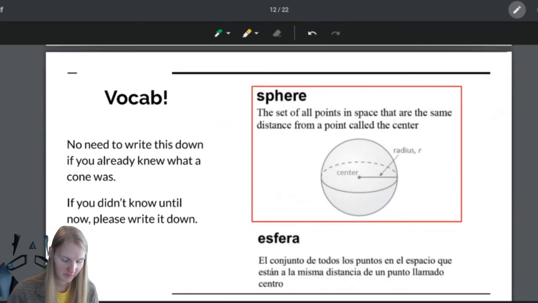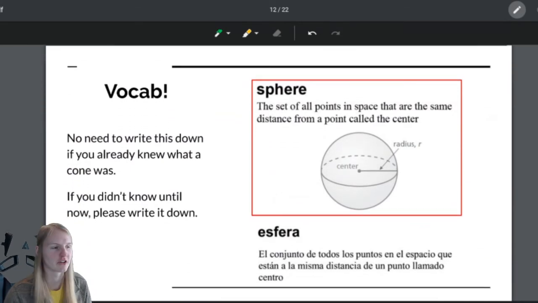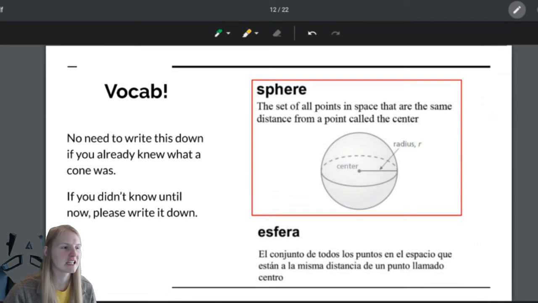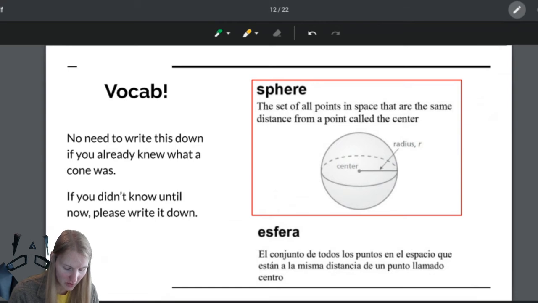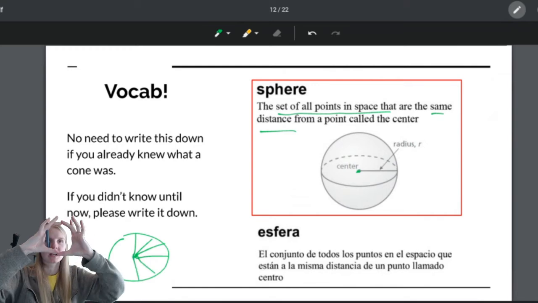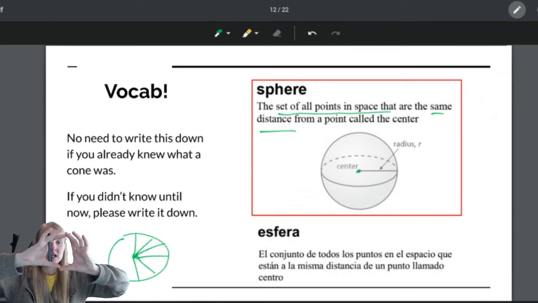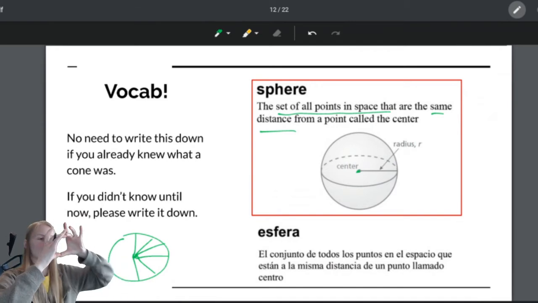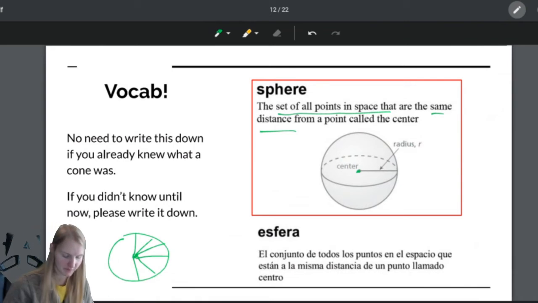A sphere. Now, you might know of a sphere as just a circular 3D object, but a sphere has a more technical definition. It is the set of all points in space that are the same distance from a point called the center. So remember when we talked about circles, a circle is just the set of all points that are the exact same distance away from the center. And the same thing is with a sphere, only now we're taking that circle and going into 3 dimensions with it. So we're kind of just taking that circle and flipping it all the way around.